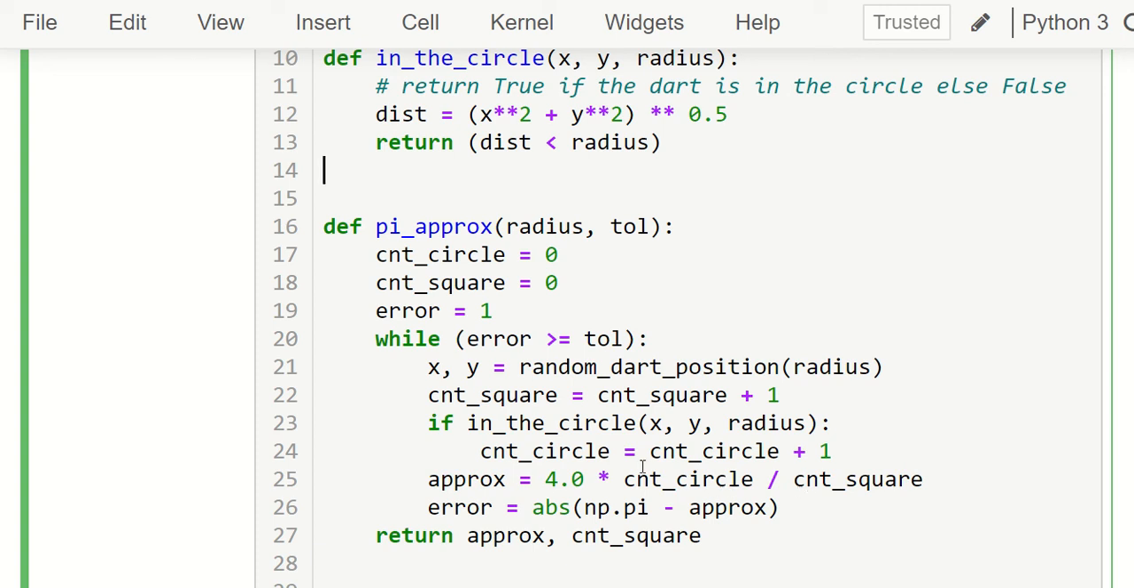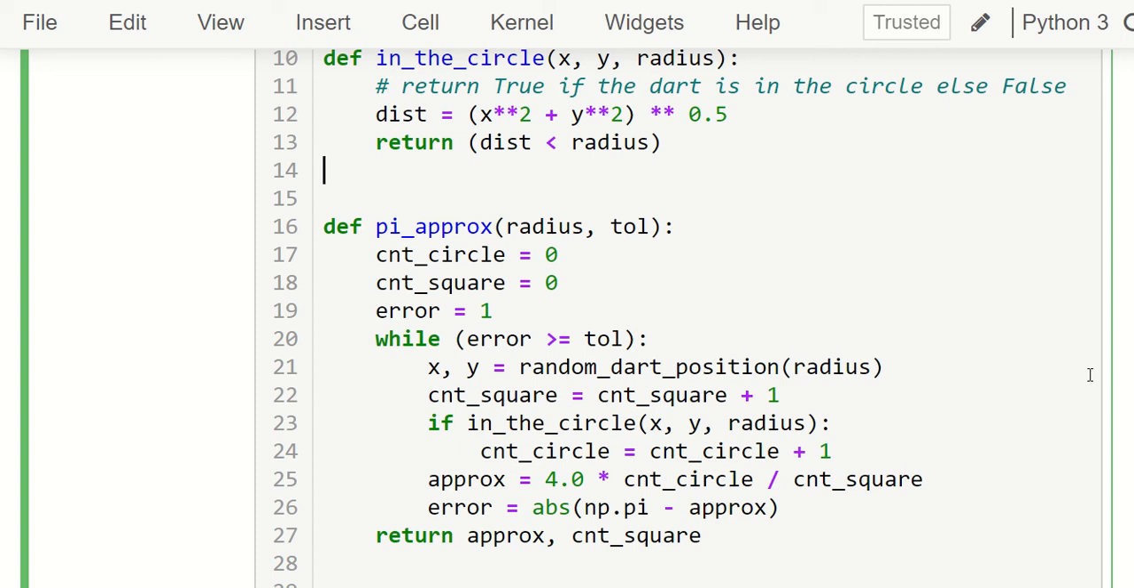So the main function, if you want to think of it like this, by the way, Python doesn't really think in terms of main functions and other functions, but of course it does realize that a certain function is called from another function. What I'd like to call the main function is called pi_approx, because this function will calculate an approximation to pi, and it takes two input variables: the radius of the circle and the accuracy tolerance that you're going to use to calculate pi.